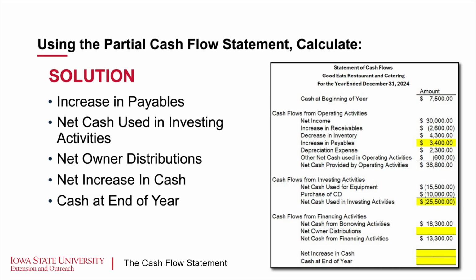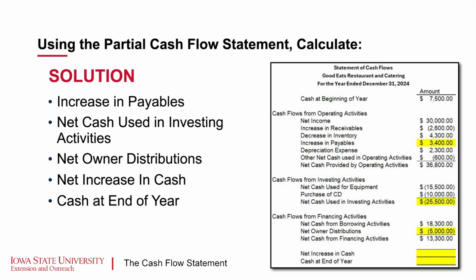The net owner distributions is calculated by taking the net cash from financing activities and subtracting the net cash from borrowing activities. This gives a value of negative $5,000. Again, this value is negative because owner distributions decrease the cash available to a company.